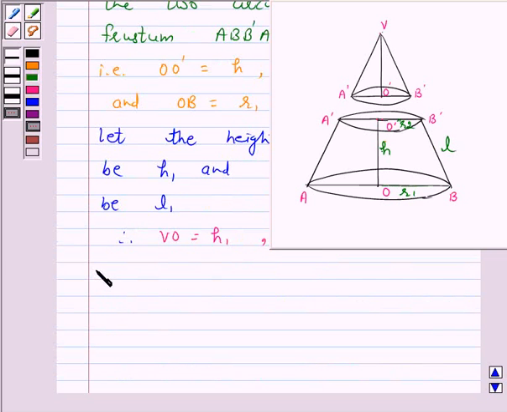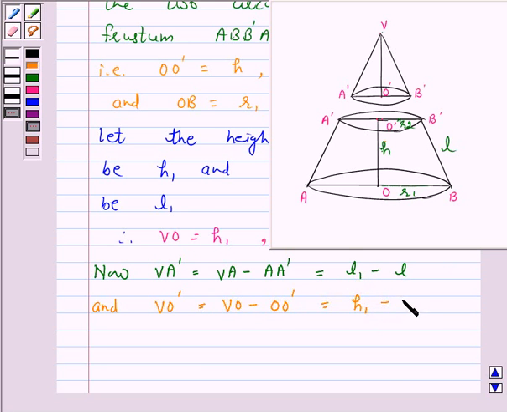Now VA dash is equal to VA minus AA dash, and this is equal to L1 minus L, and VO dash is equal to VO minus OO dash, and this is equal to H1 minus H.